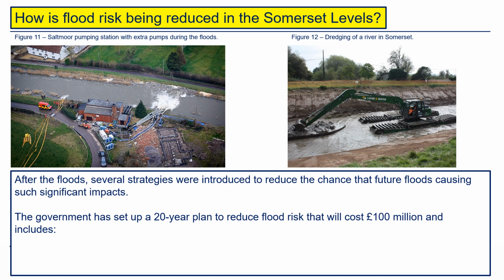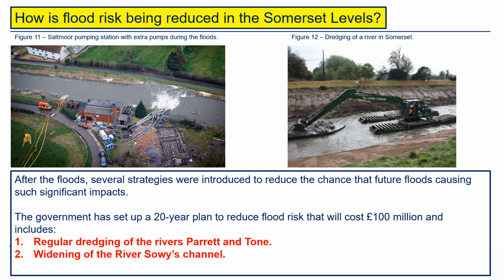The government in the long term is also planning now, and they've set up a 20-year plan to reduce the risk of flooding in the area, and they're going to spend around £100 million on this. This is going to include regular dredging of the rivers Parrett and Tone, so this means that they'll regularly dredge out the silt from the riverbed, which means the river's carrying capacity increases so it can hold more water, which means there is a lower chance of flooding.